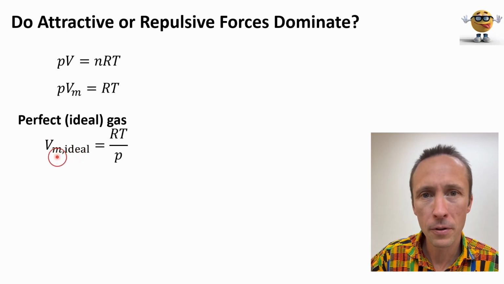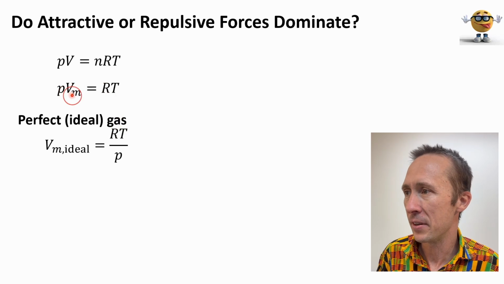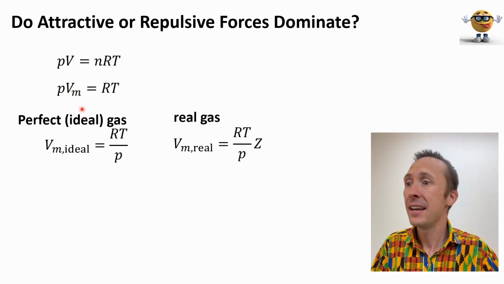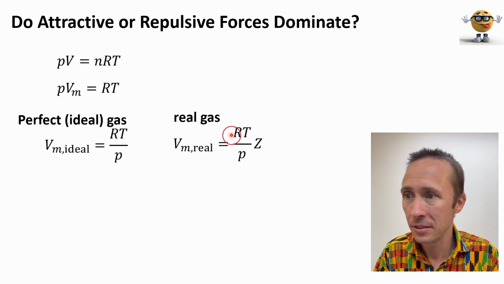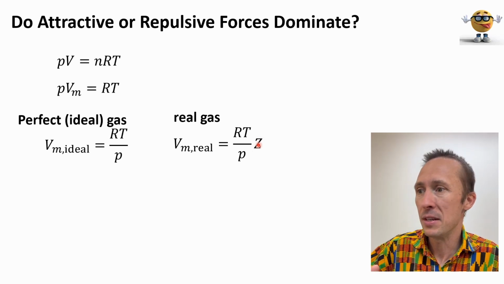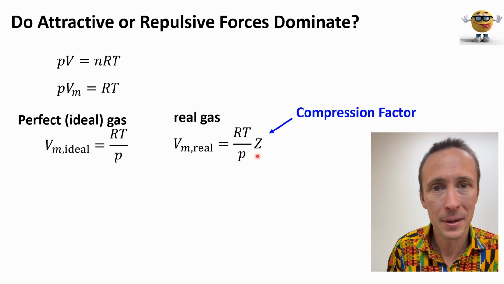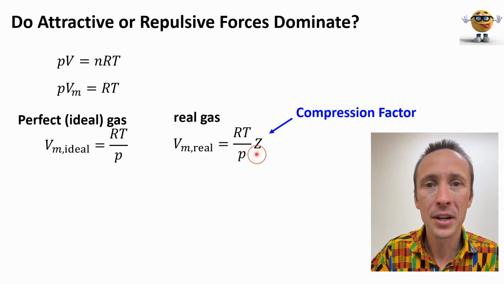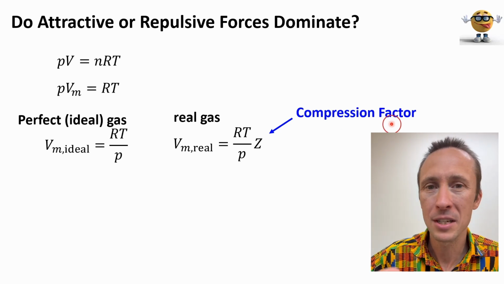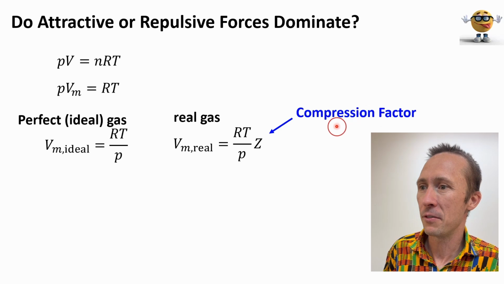So the molar volume for an ideal or perfect gas is RT over P if we solve for Vm. For a real gas, we can just say it's the exact same equation with some fudge factor, some Z, which means it'll be higher or lower. And Z, I say Z because I'm from Canada, you may say zee, is called the compression factor. I have a very detailed video with descriptions, animations, and a cheat sheet about the compression factor that you can check out if you want.